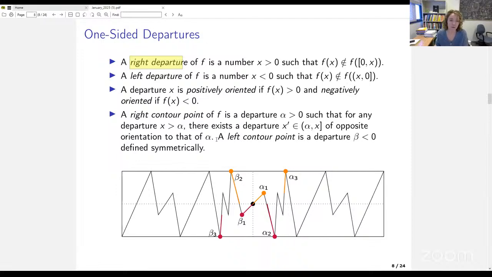Last, we define contour points. If I just look on the right first, it'll be defined symmetrically for the left. A contour point is any departure for which the departures soon after have opposite orientation. So if we look at alpha 1, it is the last positively oriented departure before we see negative departures. Similarly, alpha 2 is our last negative departure before we see positive departures again.